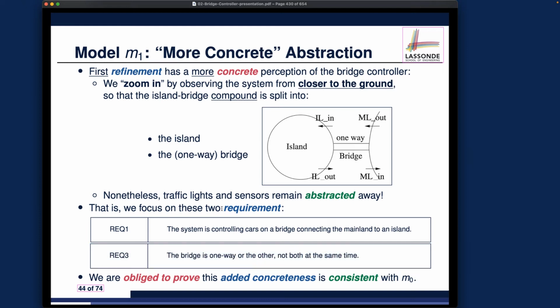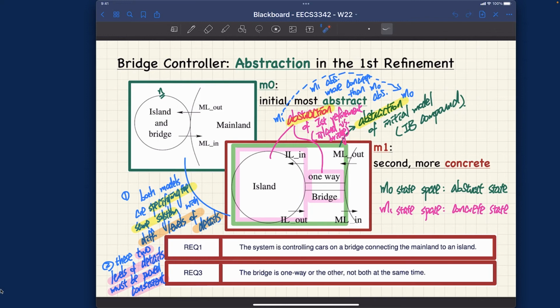And the most important diagram which I want you to recall from last time was this one over here. If you think about the initial abstract model and the first refinement, both models are really trying to specify the same system, the island, bridge and also the mainland, right? All the artifacts are there, but in the first one, we simply don't distinguish between the island and the bridge. That's why it's a single compound. But now in the first refinement, we're trying to distinguish between the bridge over here and also the island.